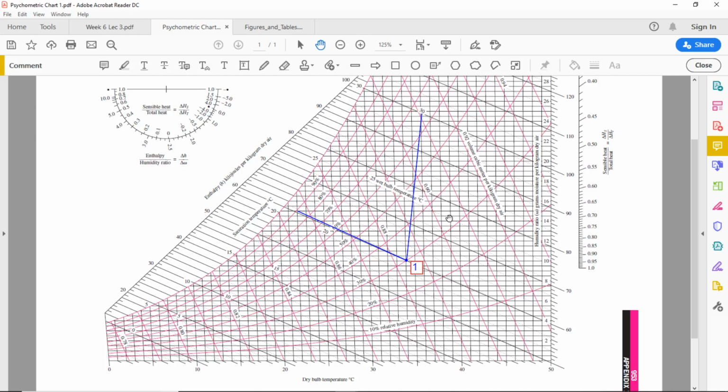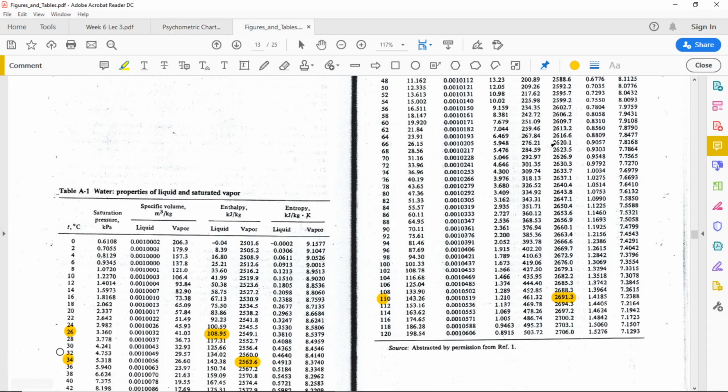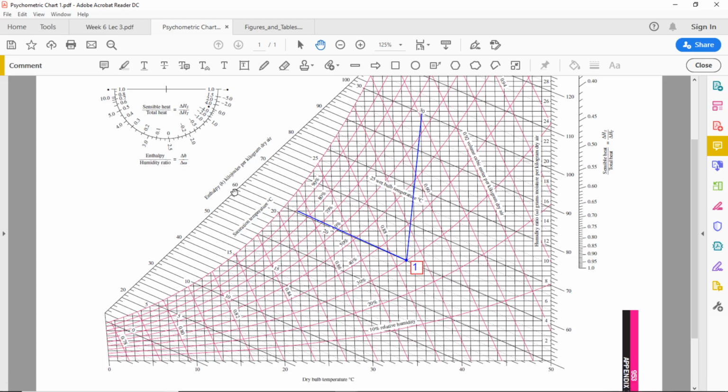The third possibility was that when HW was equal to Hg, and if I want to find out Hg, I have to look at the value of Hg at 34 degrees C. So if I go back to the table and look up 34 degrees C, at 34 degrees C, Hg is 2563.6 kilojoules per kilogram, which will be 2.56 kilojoules per gram. And I can then draw the third process line with the help of the protractor.